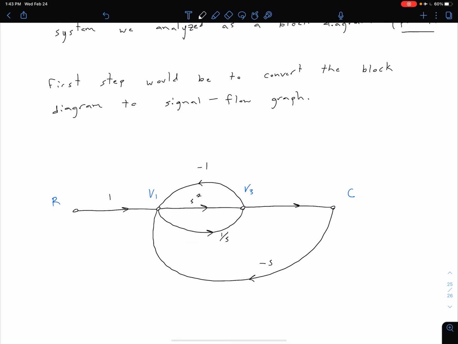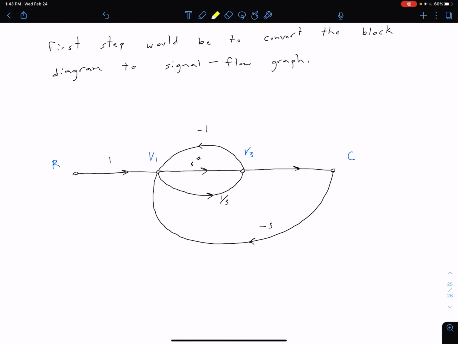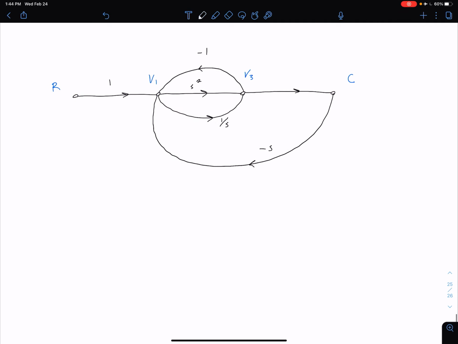I've already done this for you, but it could be a good idea to go through and try that yourself and just verify that you get the same thing. So the next step, if we're analyzing this with Mason's rule, is we want to determine how many forward paths we have. As usual, we have this straight through forward path here, but we also have a forward path that dips down between V1 and V3. So just like with the last case, we have K equals 2 because we have two forward paths.